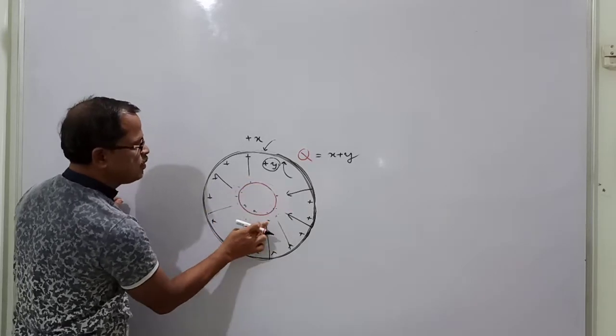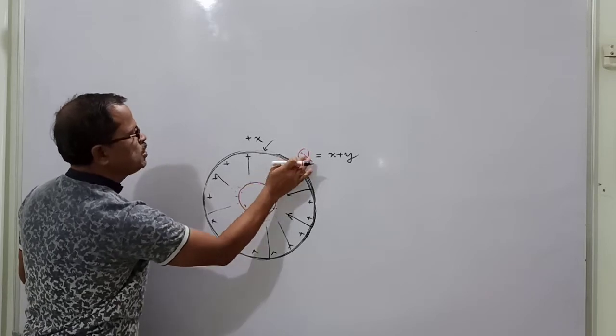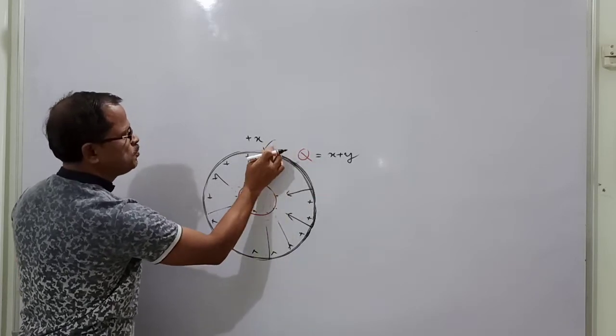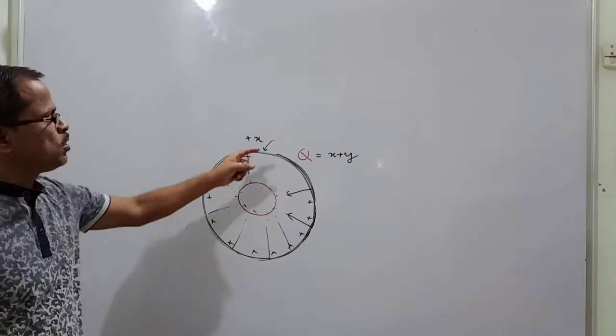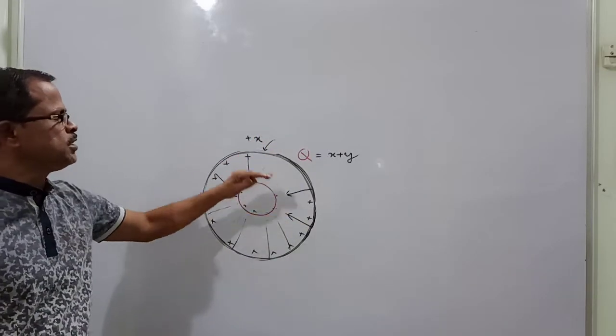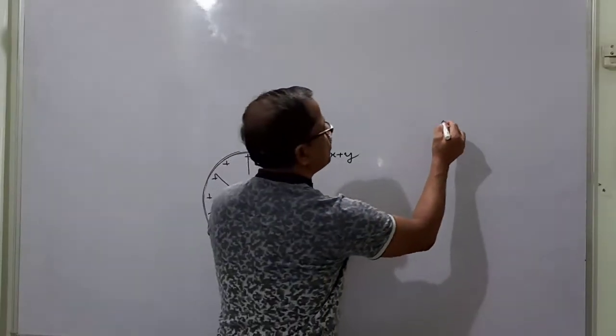That means if there is no charge on the inner surface, then y is not 0. That means all the charges given to the sphere will be present on the outer surface. No induction of the charges, no distribution of charges to the inner side. So now this is a very important concept. Then what is the result?